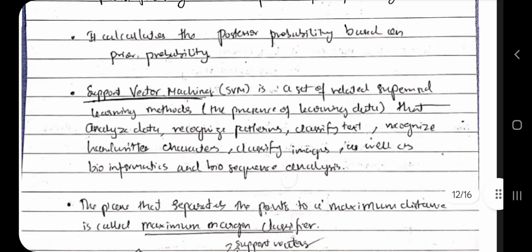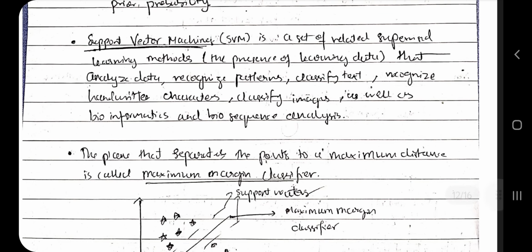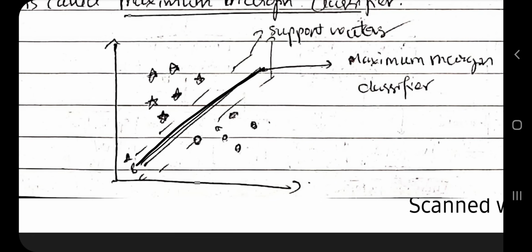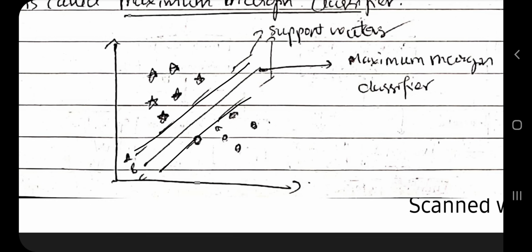Next we have the SVM, which is a set of supervised learning methods, in the presence of learning data. Basically what happens here is we'll be having the points here, right, and we'll be finding a line which is farthest from each of these points. For example, if I draw a line like this, it will be far from each of the points present here as well as here. That line is called a hyperplane, also called the maximum margin classifier. The support vectors are those which are nearest to the points. Far from the points is called the maximum margin, and the nearest is called the support vector.